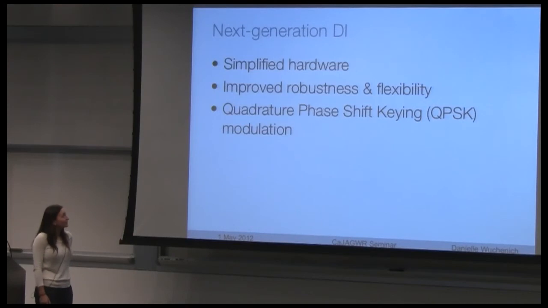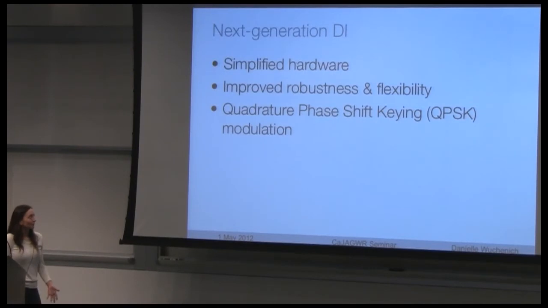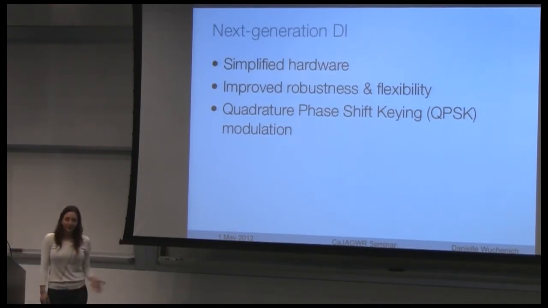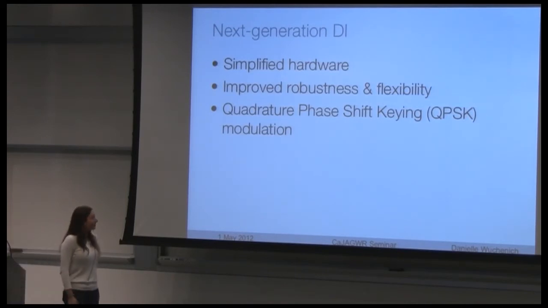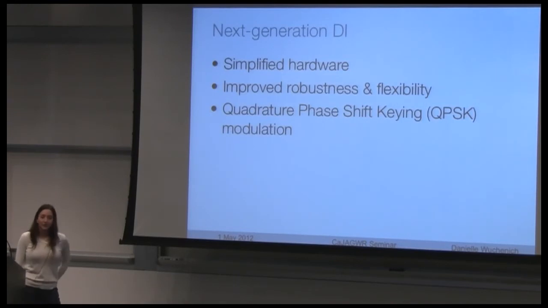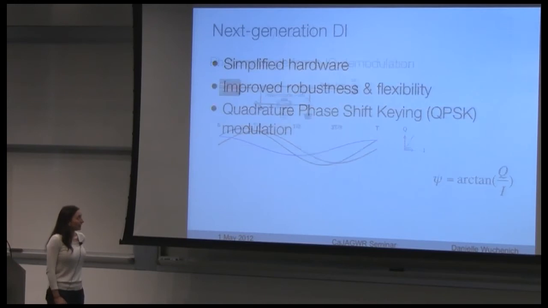Next generation digital interferometry. Even though there's a whole mishmash of experiments that have been done, we're trying to see how much further we can go and how much simpler we can make it. Even though a phase modulator is not an uncommon thing to have in your lab, how much simpler could we make it? And how much further can we push the limits, basically? The way that we can do this is with a fancier modulation scheme based on quadrature phase shift keying.